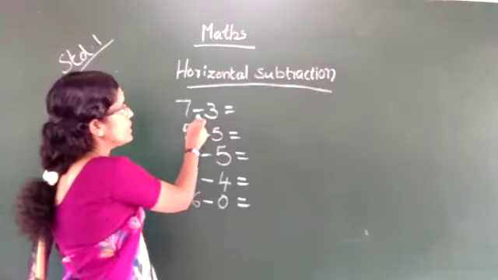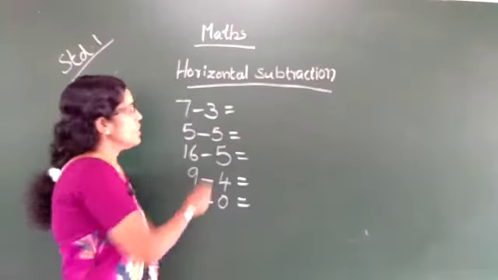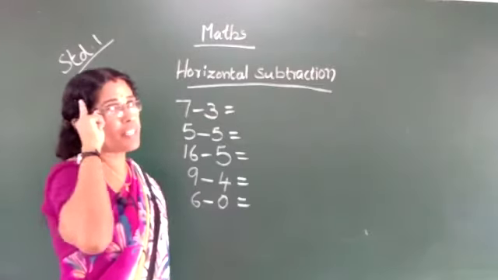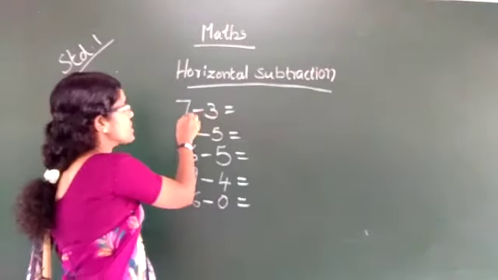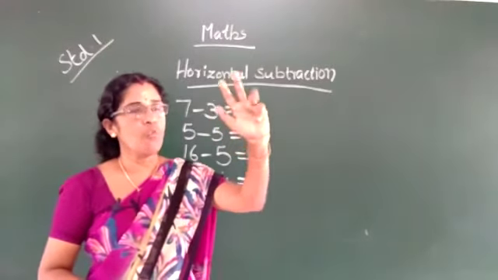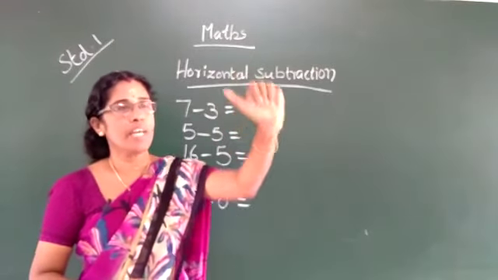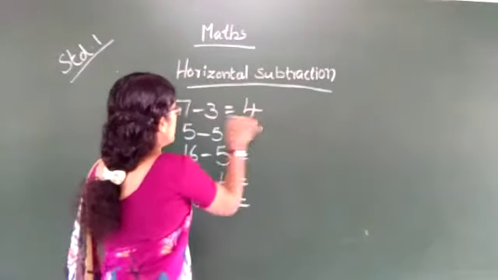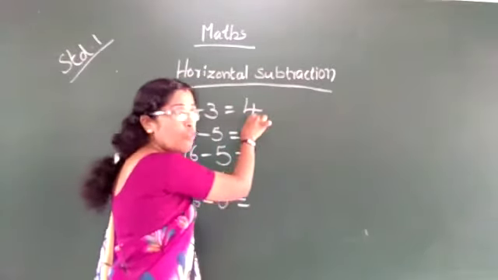7 minus 3. 3 is in the mind. Keep 3 in the mind, then count from 3 up to 7. 4, 5, 6, 7. How many fingers? 4. 7 minus 3 is equal to 4.